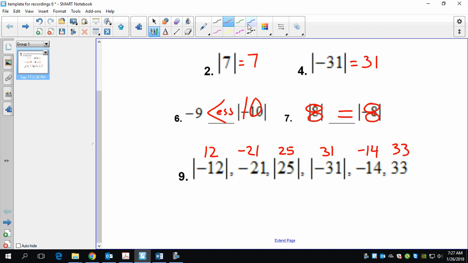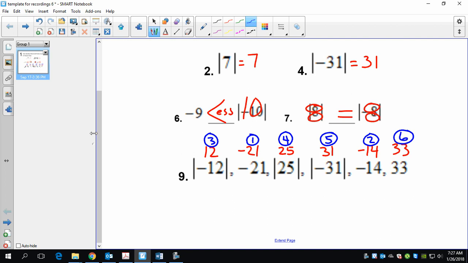And then what we just have to do is put them in order from least to greatest. So the one that is farthest away from 0 on our negative number line would be negative 21. Then we would have negative 14. Then it looks like we would have 12. We finally got into the positive world. We're into 12. We have 25 would be next. We have 31 would be next. And then the last one, or the biggest number, would be 33.